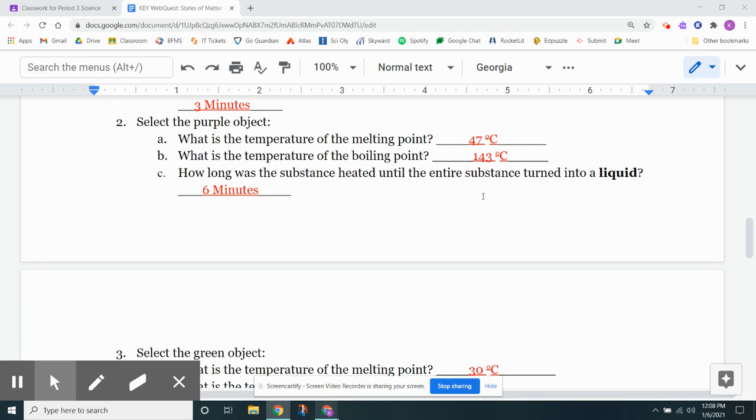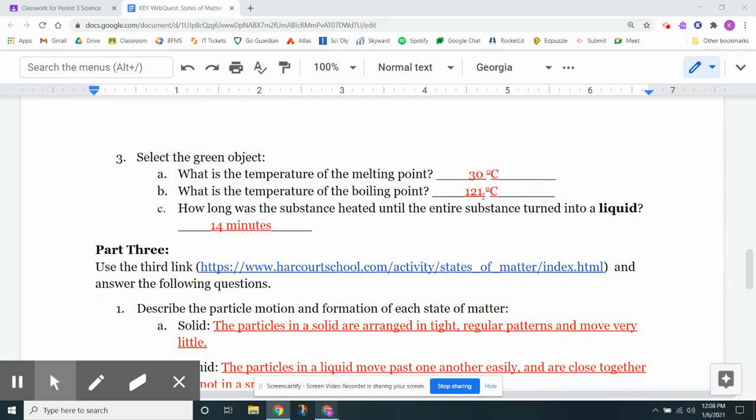For the purple object, the temperature of the melting point was 47 degrees Celsius. The temperature of the boiling point was 143 degrees Celsius. And the time that it took to turn into a liquid was 6 minutes. So that was for the purple. For the green object, the temperature was 30 degrees Celsius for the melting point. Boiling point, right, where steam starts to appear, is 121 degrees Celsius. And then the length of time it took for it to turn into a liquid was 14 minutes.